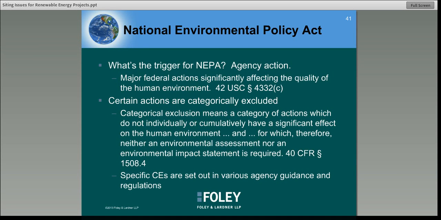So there may be, on a case-by-case basis, a situation where maybe fixing a fence would somehow rise to the level of a major federal action. And so just be aware that categorical exclusions exist, but there can be exceptions to the exclusions.